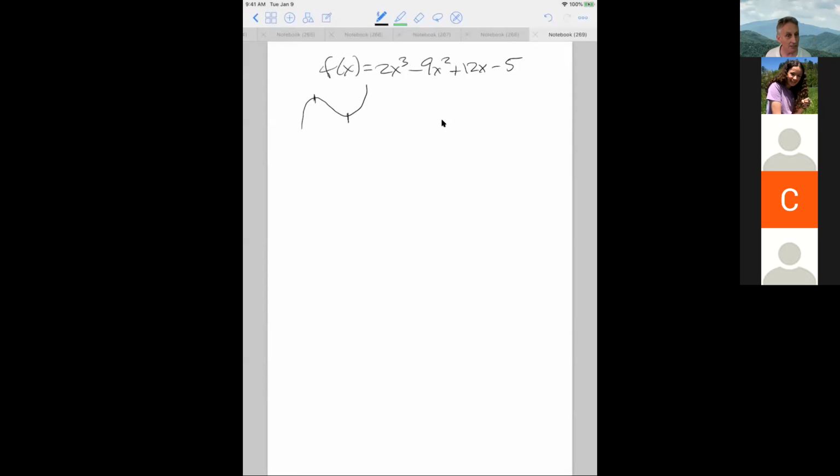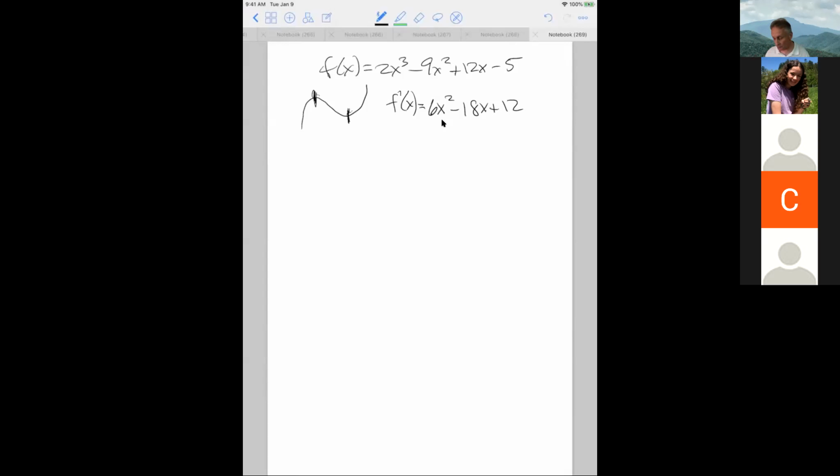And we're going to say, where is this increasing and where is it decreasing? Notice it's increasing to the left of this critical number, increasing to the right of this critical number. Where's it decreasing? In between the two critical numbers. Okay? So let's get the answer to this. Now, we've got to take the derivative. Where are the critical numbers first? So we're going to take the derivative. We get 6x squared minus 18x plus 12.